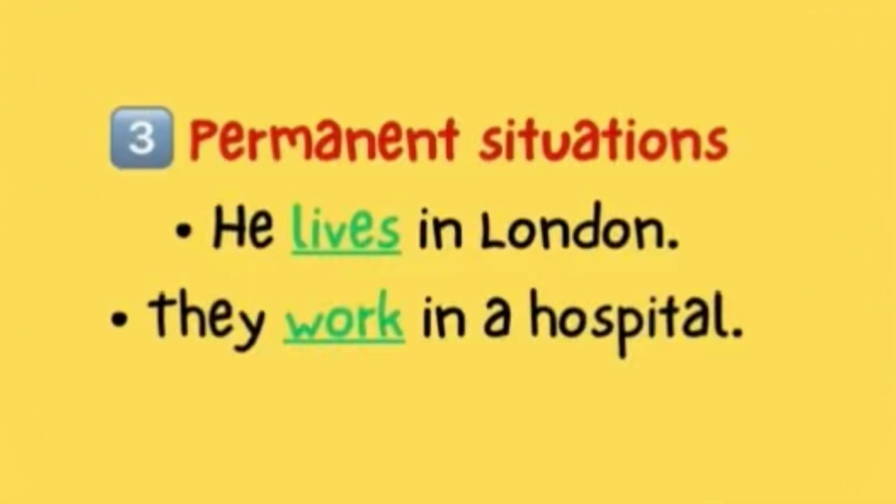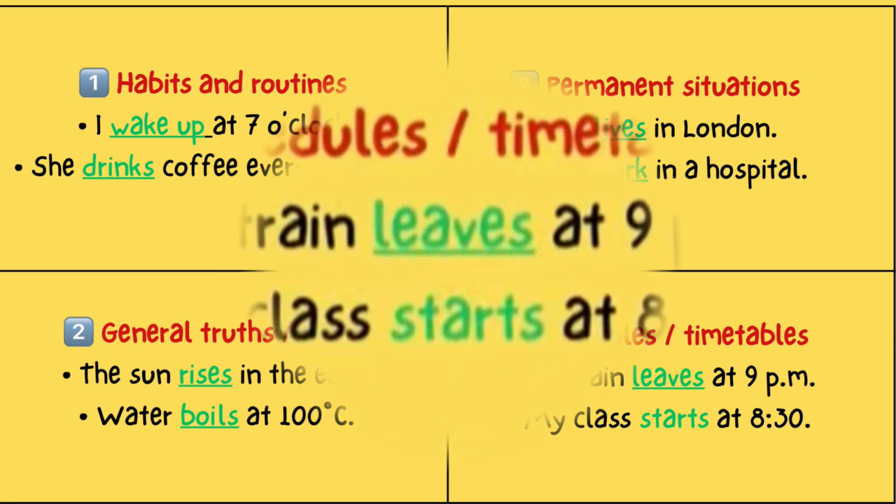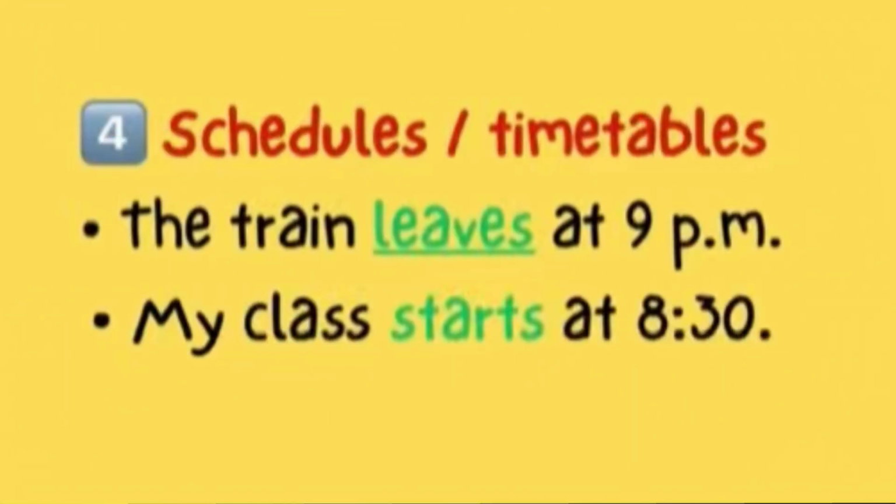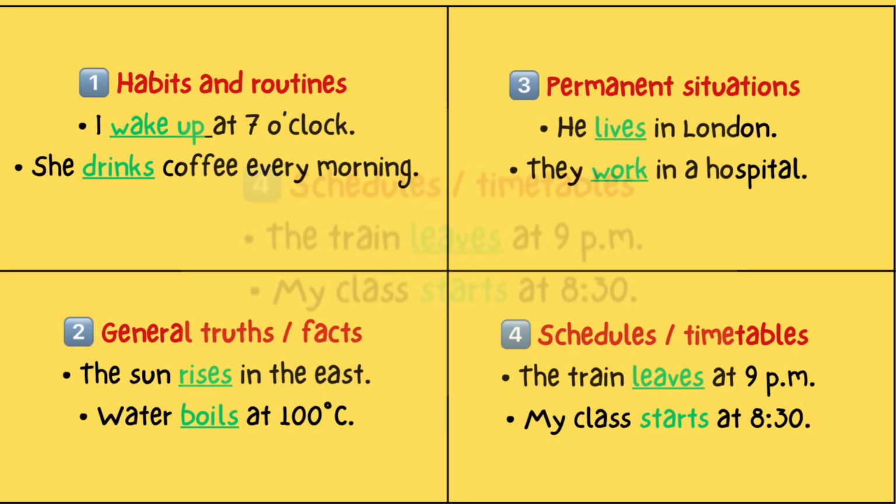Third, permanent situations. We use simple present tense when we talk about permanent situations, not temporary situations. For example, he lives in London. They work in a hospital. Fourth, schedules or timetables. We use simple present tense when we talk about timetables. For example, the train leaves at 9 p.m. My class starts at 8:30.